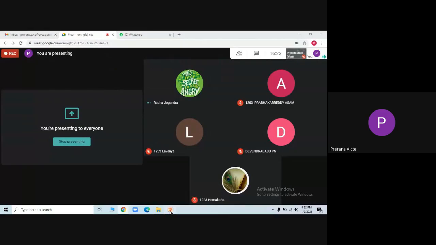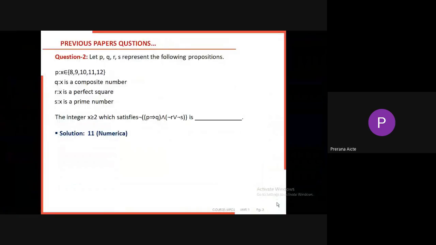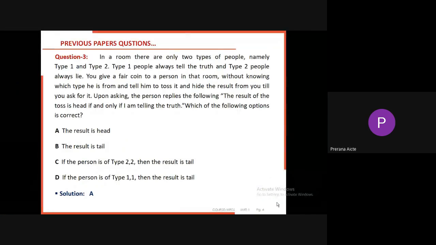Let us go with another one, the third question. It is a hypothetical question, which means we need to think about it in a large way. In a room there are only two types of people, namely type 1 and type 2. Type 1 people always tell the truth, that means he will tell true, and type 2 people will always tell a lie, so it will become false.